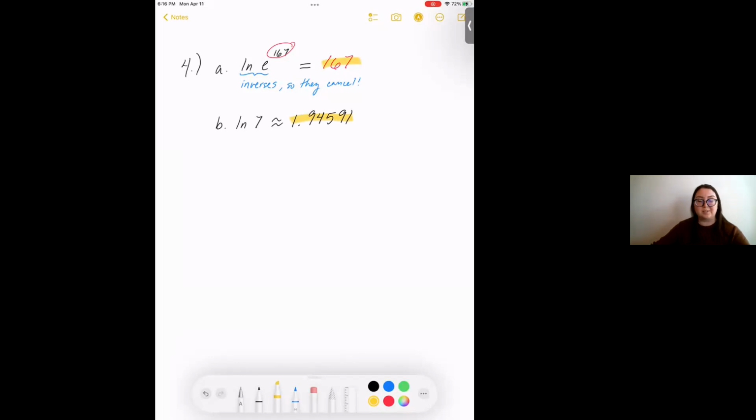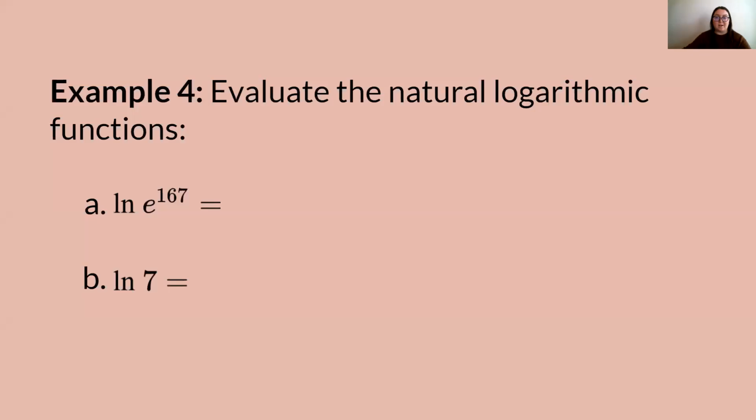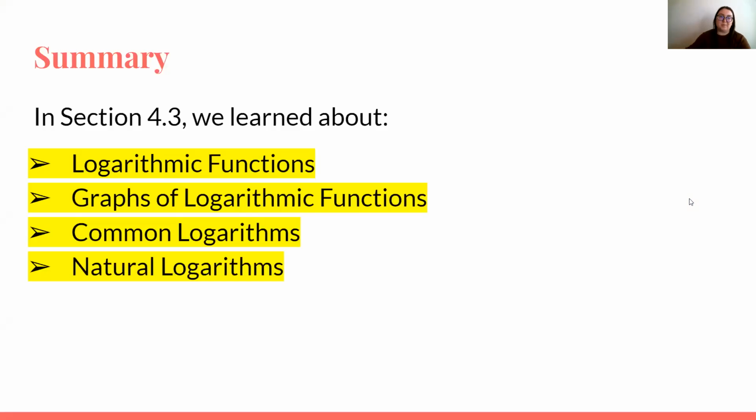So let's head back over to our slides. All right, that finished up example 4, which wraps up section 4.3. In section 4.3, we learned about logarithmic functions, graphs of logarithmic functions, common logarithms, and the natural logarithms. That wraps up all of our lecture videos. When we get back into class, we'll be able to jump right back in with section 4.4.